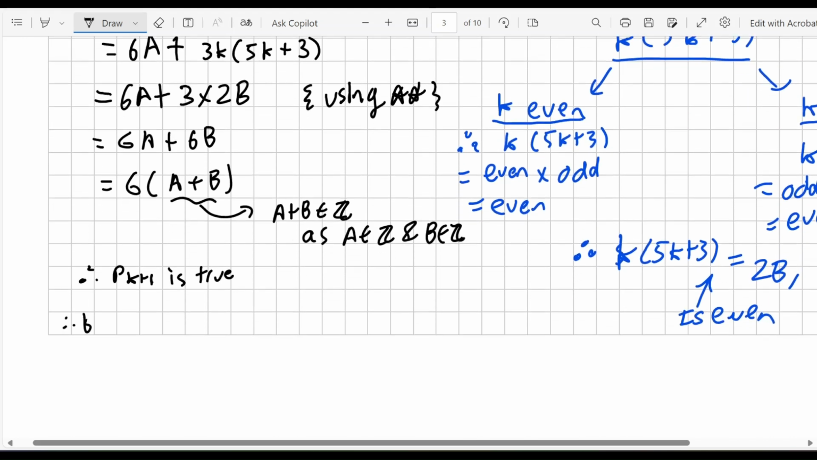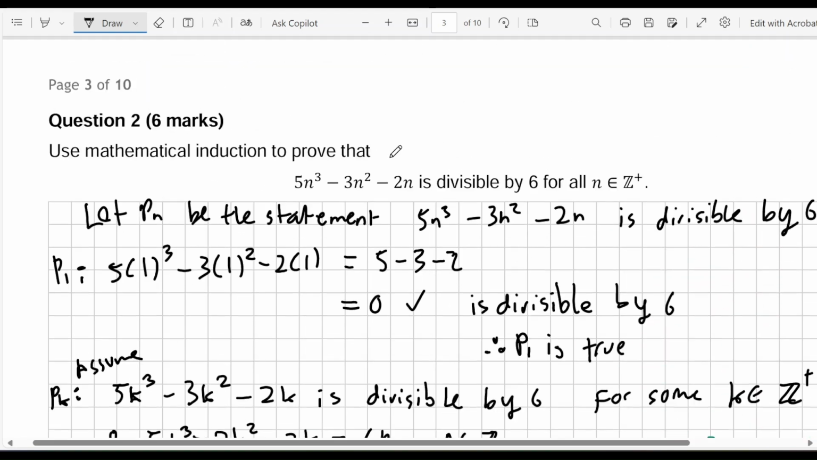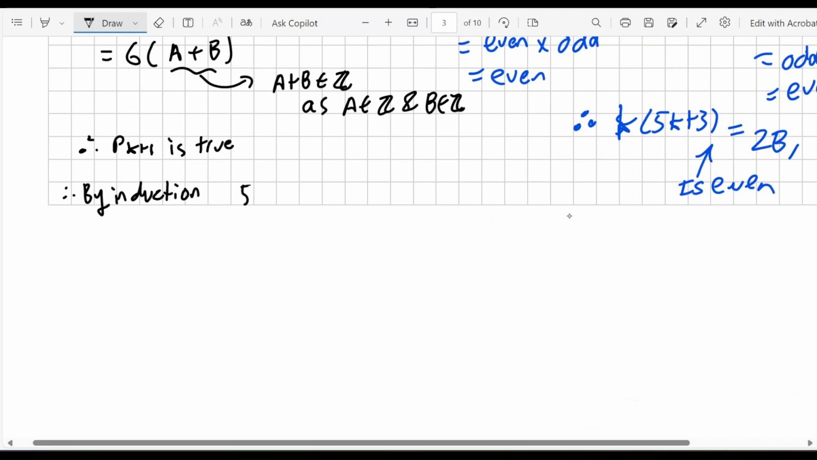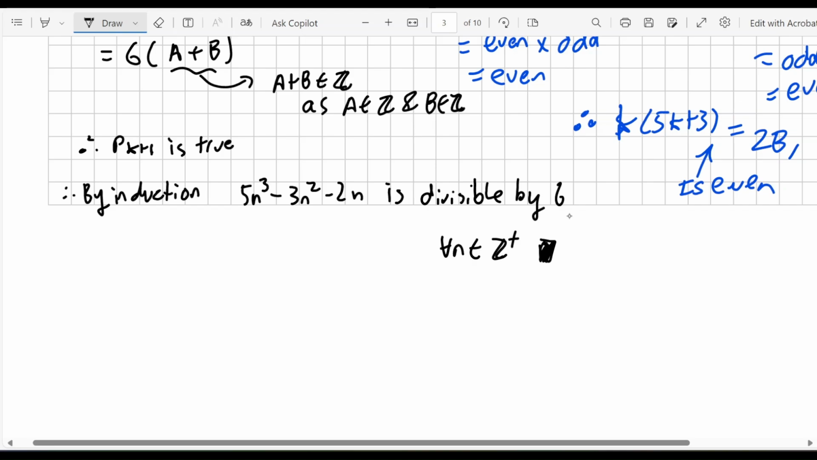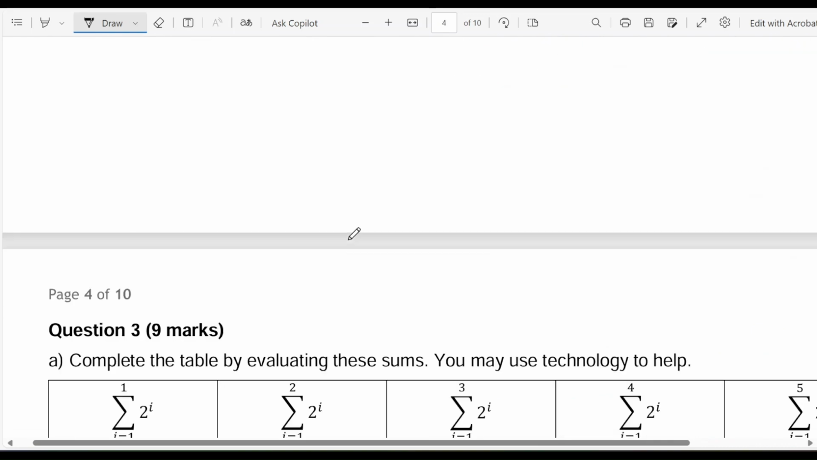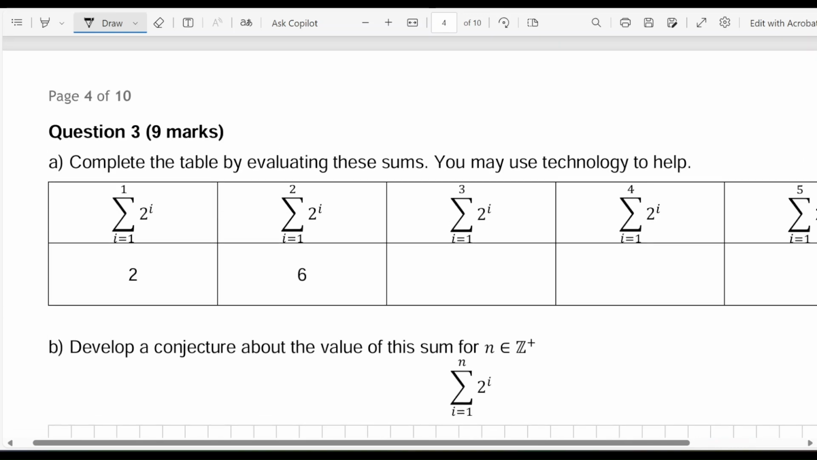And therefore, by induction, we just need to take our original statement again and restate that. So 5n cubed plus 3n squared plus 2n is divisible by 6 for all n in Z plus. Little square there to end your proof. Good. I thought that one was nasty enough that I didn't give you the follow-up question.